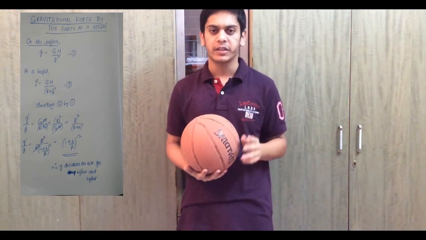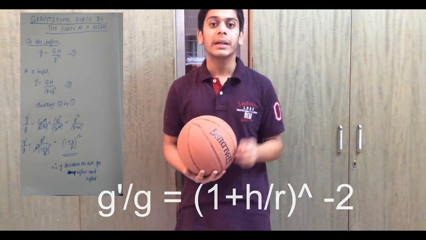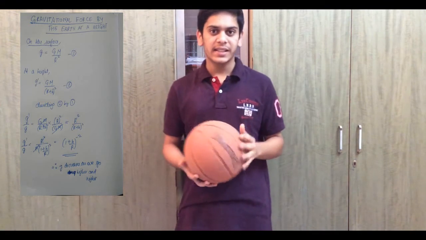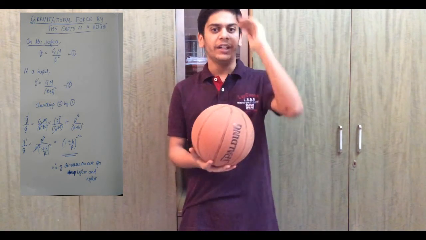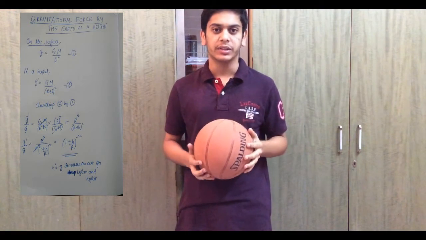So we found out g naught, which is GM by (r plus h) square, which is the acceleration due to gravity at a height h, and we know that g equals GM by r square, which is the acceleration due to gravity on the surface of the earth. So what happens when we take the ratio of g naught by g to get the fractional difference? Well, we get (1 plus h by r) whole to the power minus 2. This tells us that the acceleration due to gravity at a height h is much smaller than the acceleration due to gravity on the surface of the earth.